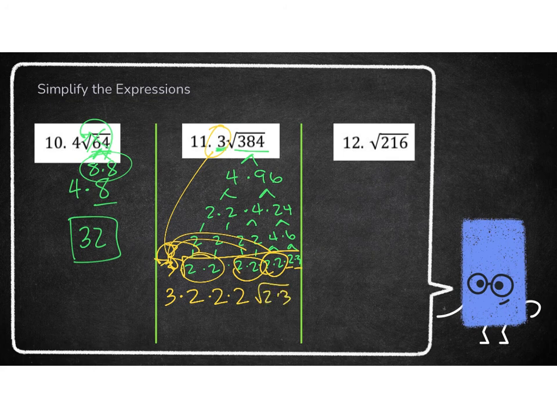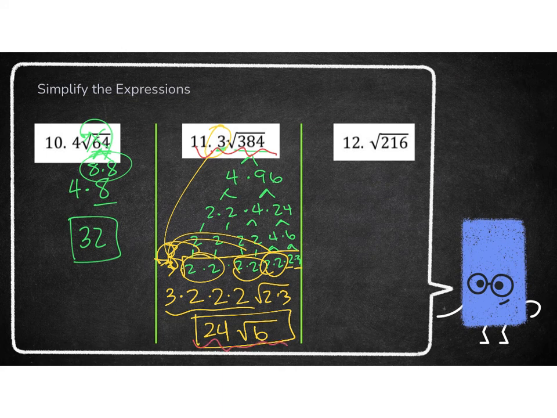So now let's put that all back together. I'm going to use my calculator to help me. So 3 times 2 times 2 times 2 is the same thing as 24. So 24 times the square root of 6 is what I have there. And again, you could type 3 times the square root of 384 into your calculator, and then also type in 24 times the square root of 6, and you should get the same answer.